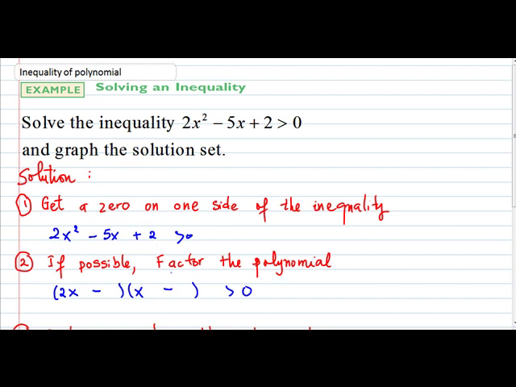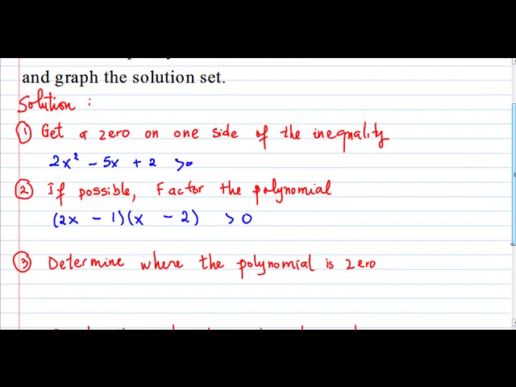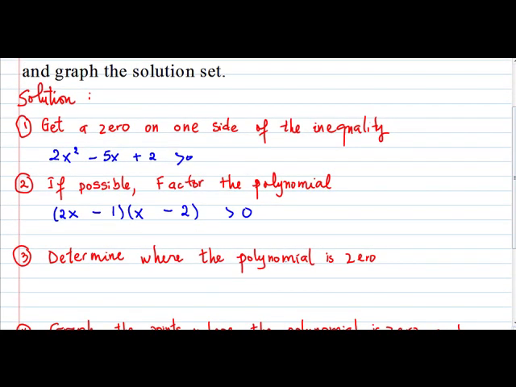Okay. 2 is also a prime number, which is 2 and 1. So I want to have 5 here, so I put 2 here and then 1 here. Let's check. 2x times x is 2x squared. Minus 1 times minus 2 is positive 2. For the middle term, 2x times minus 2 is minus 4x. Plus minus 1x from here is minus 5x. Bingo.